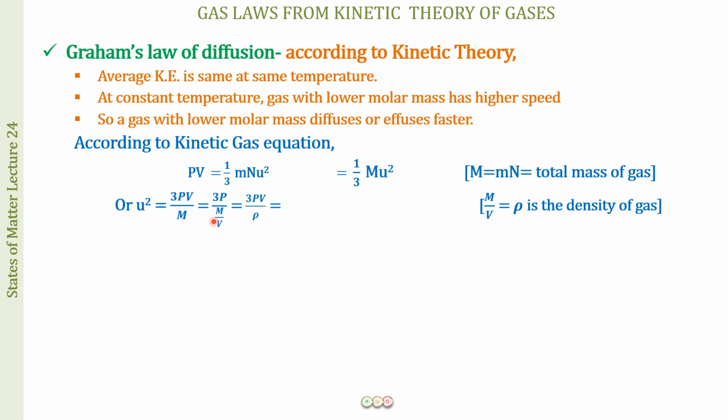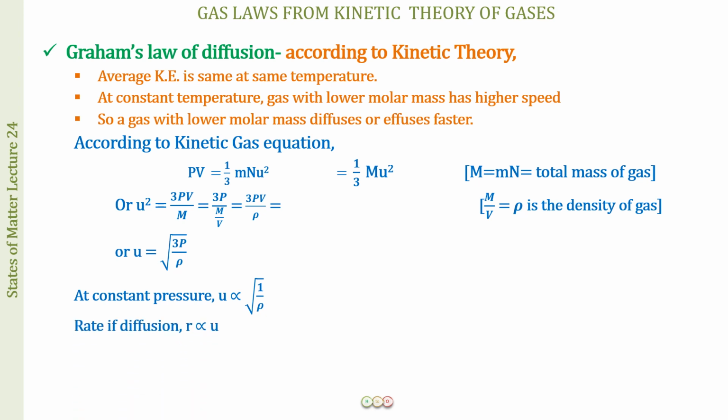Now if you bring V below, what you will be getting is 3P by M by V. Mass of the gas divided by volume, what is that? Well, this is the density of the gas. So we can write that u square is going to be equal to 3P by rho. And therefore, what we can say is that u, the gas molecule speed, is going to be equal to under root of 3P by rho. Now, for Graham's law, one condition was that the temperature should be the same, and the other condition is that the pressure should be the same. So, therefore, at constant pressure, the speed of the gas molecules is going to be inversely proportional to the under root of density.